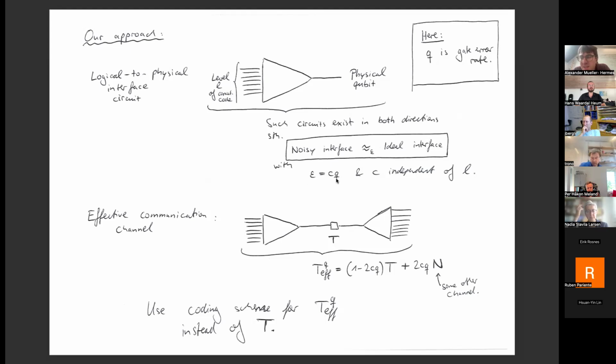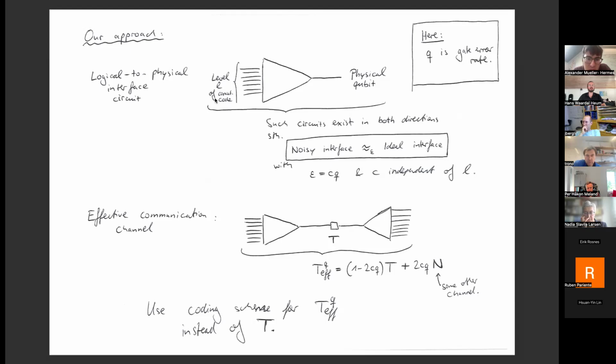That's the best that you can hope for, because as I said, your physical qubit might be hit by noise, and then the probability that this is bad is already Q. So it has to be linear in Q at best, and you can make it linear in Q. So this is nice. You can make these interfaces, at least with this epsilon.